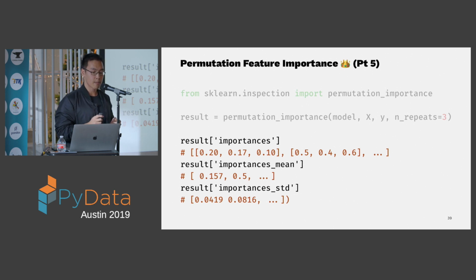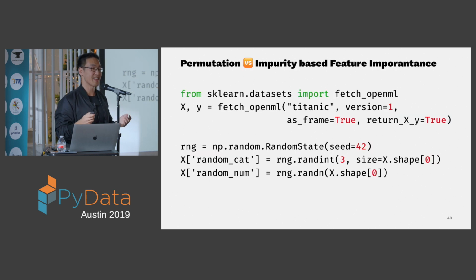Let's look at feature importance for a real data set. Real as in the Titanic data set. We have fetch_openml, which allows you to access lots of data sets on the OpenML server, and in this case, I'm accessing Titanic. This is new in 0.22. I could use as_frame equal to True, which will return a data frame. Afterwards, I'm going to add a random category and a random number into the data frame. These things are just noise. They do not matter at all. I'm just randomly adding things into it.